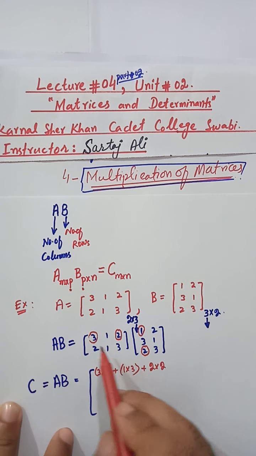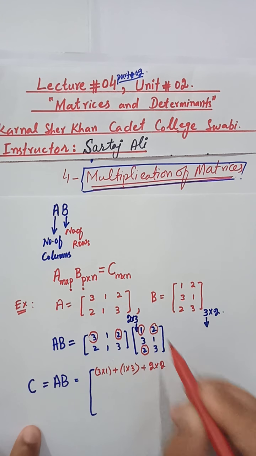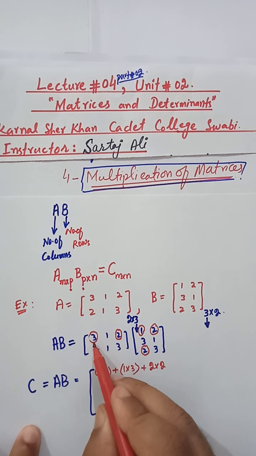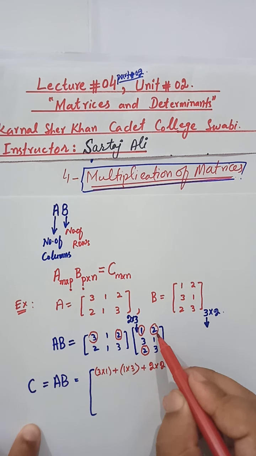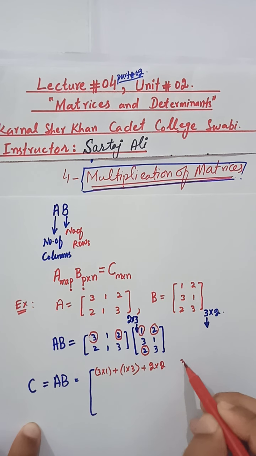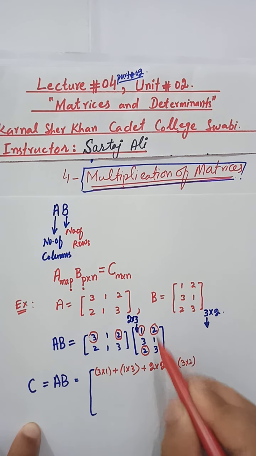Then you will multiply the first row with the second column. So 3 will be multiplied with 2 because this is the first element of the first row, and this is the first element of the second column. So the first element of the first row will be multiplied with the first element of the second column. Then you will put a plus sign.